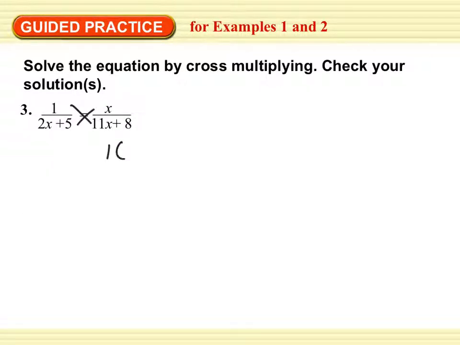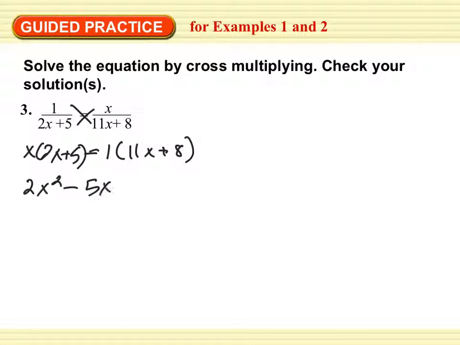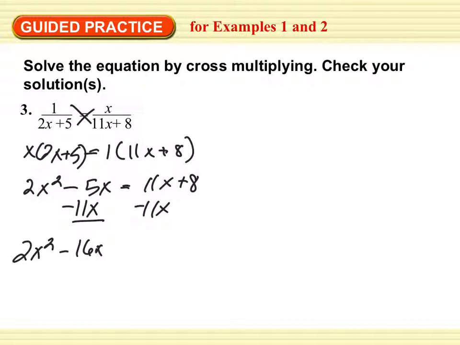Okay, last practice. X times (2x plus 5). Get 2x squared. Oh, yuck. This one's a harder one. 11x plus 8. Subtract 11x from both sides. I get 2x squared minus 16x. And then subtract 8 from both sides. Minus 8 equals 0. I can simplify this one, which is nice. Divide everything by 2. And then I can divide both sides by 2.